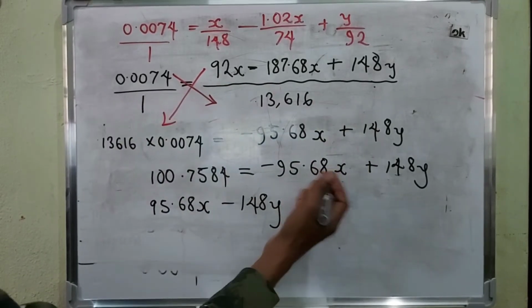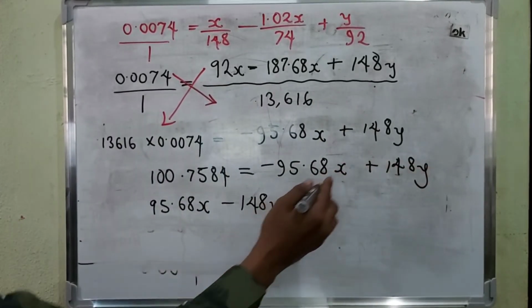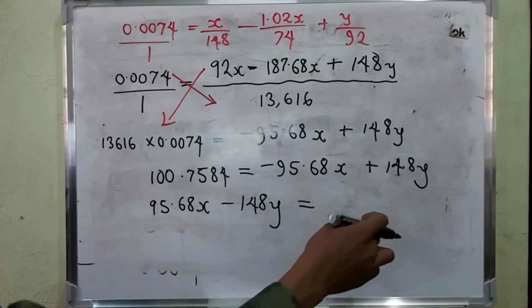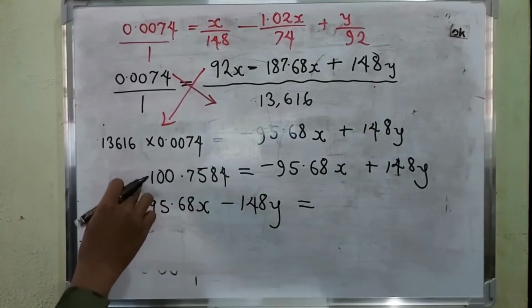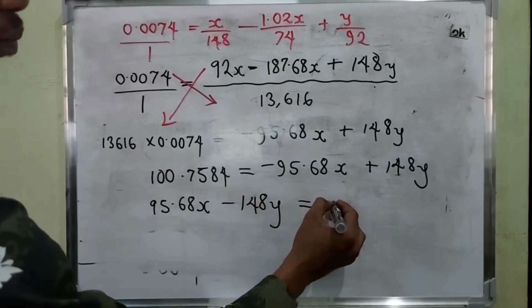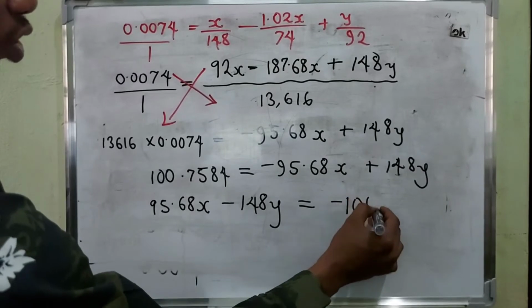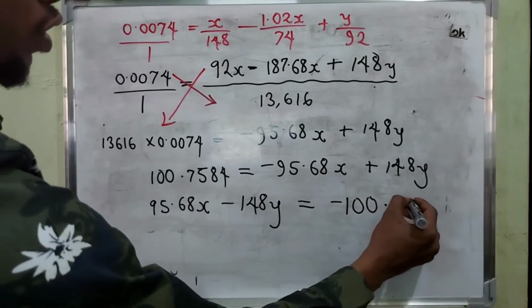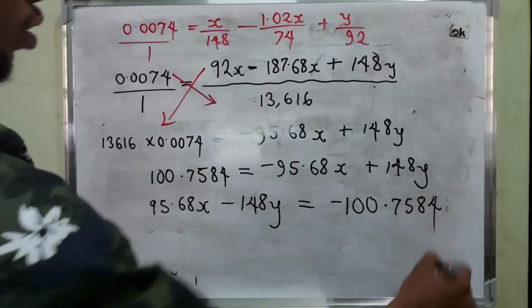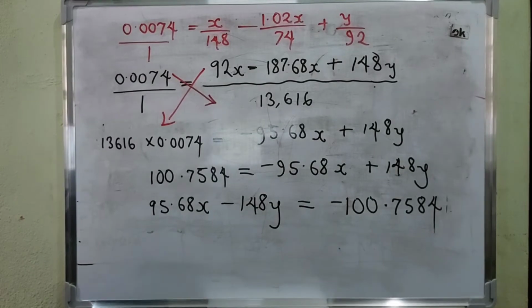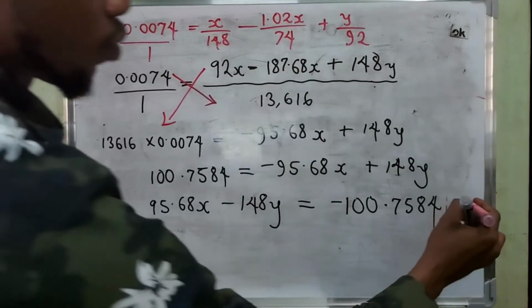So x plus y should come first, so x and y, which is equal to, this value goes over to the other side. Bear in mind there is a plus sign here which is invisible, so it's going to be minus 100 here. The sign is going to change to minus 100 plus 7584. So from here now, guys, this is our equation 2.